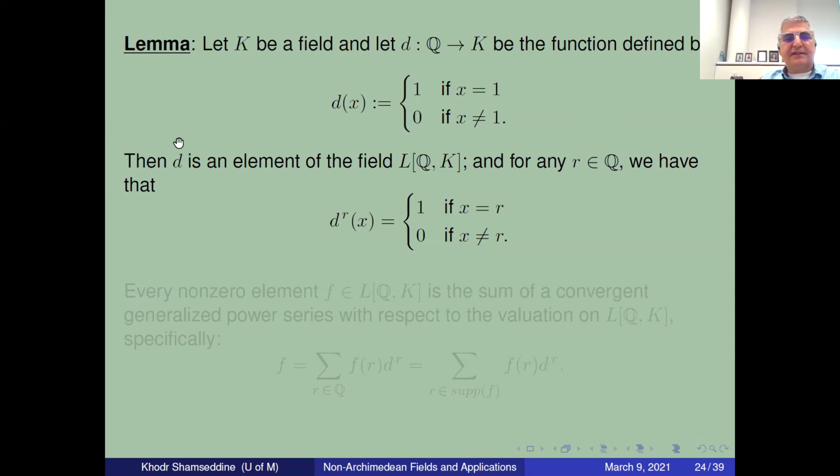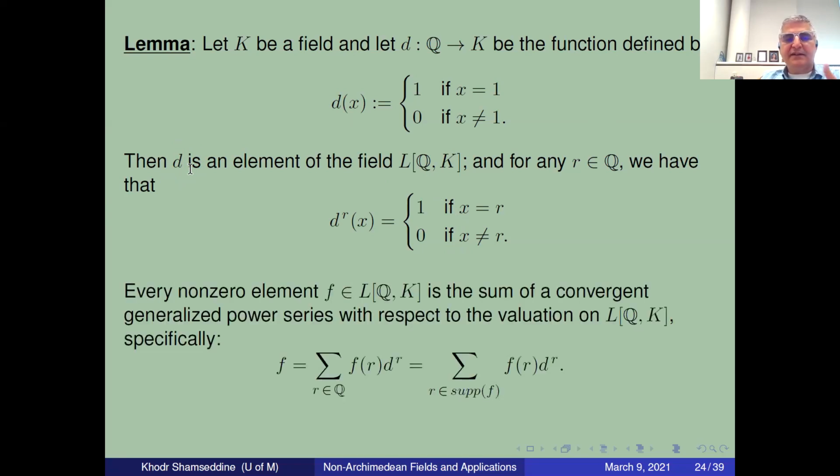Moreover, this element of the Levi-Civita field plays the role of a generator. So every non-zero element F of the Levi-Civita field can be written as a generalized power series of this form, which converges with respect to the valuation on the Levi-Civita field. Because of the left finiteness of the support of the elements of the Levi-Civita field, this always converges with respect to this valuation, or with respect to the ultrametric that we obtained from the valuation.